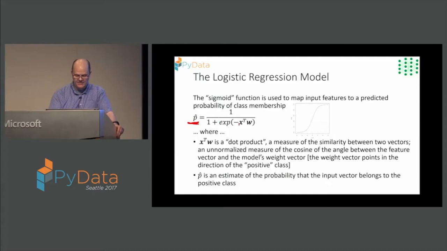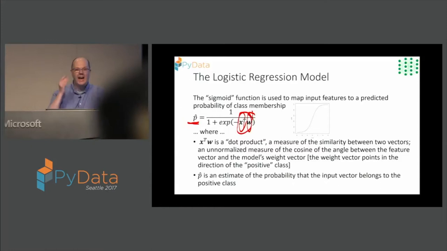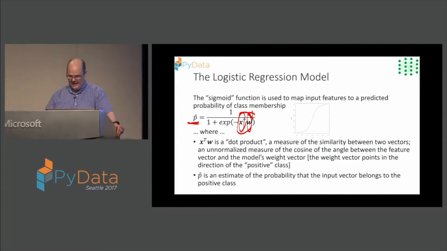negative x transpose w. This x is some input vector. This w is some weight vector. And this is just the dot product of those two things, right? How similar is this input vector, pointing in the same direction as our weight vector?